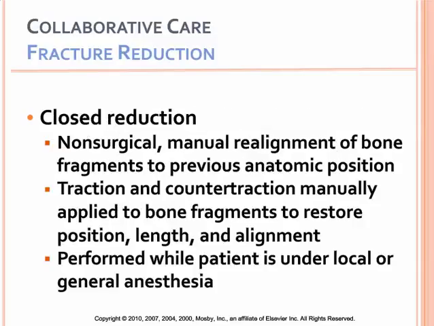The reduction of the fractures is done in 2 different ways. Closed reduction is the non-surgical manual realignment of bone fragments to previous anatomic positions. That's usually performed while the patient has general or local anesthesia depending on the situation. And then after reduction, traction, casting, external fixation, splints or other orthotic devices like braces would immobilize the injured part to maintain alignment until healing occurs.